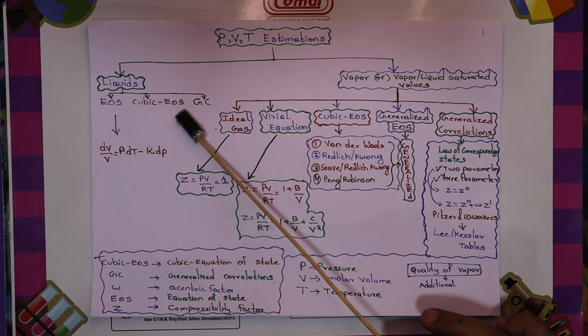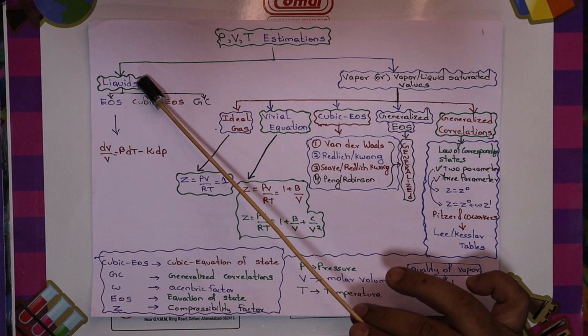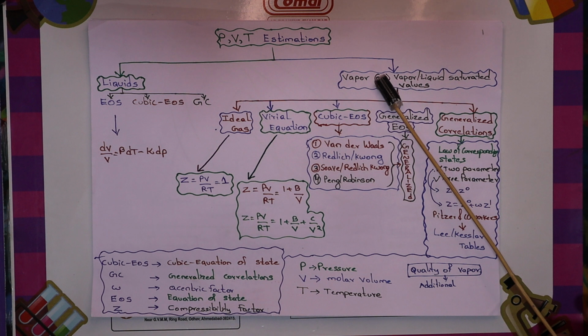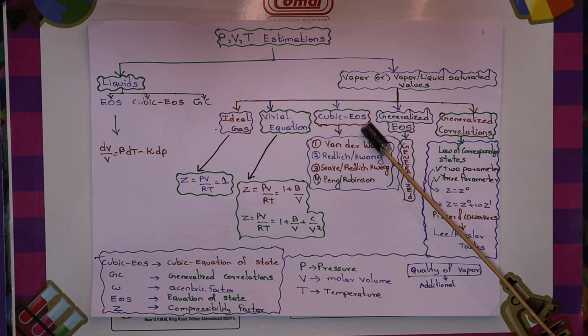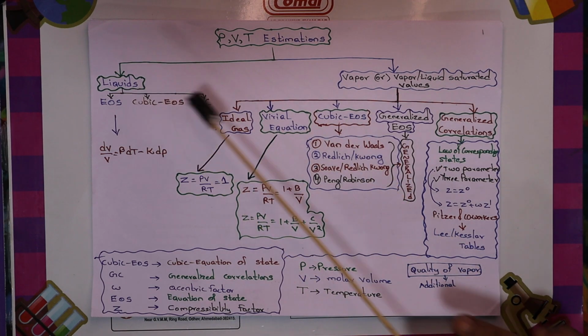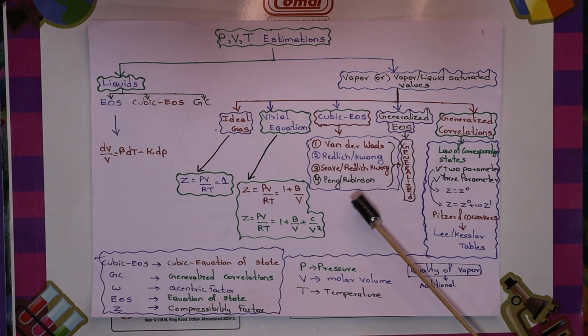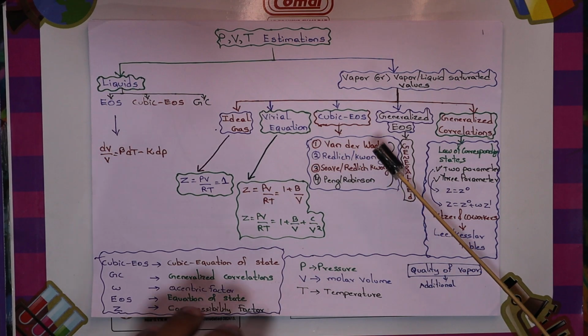You can see here I have mentioned the cubic equation of state for estimating the liquid volumes. Here also, cubic equation of state for estimating the vapor volumes. That means the cubic equations of state are designed in such a way that we can use them for the liquids as well as the vapors. So let us go ahead and see what exactly the cubic equations of state are.